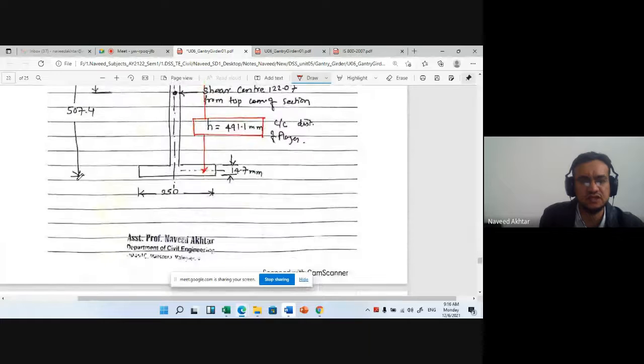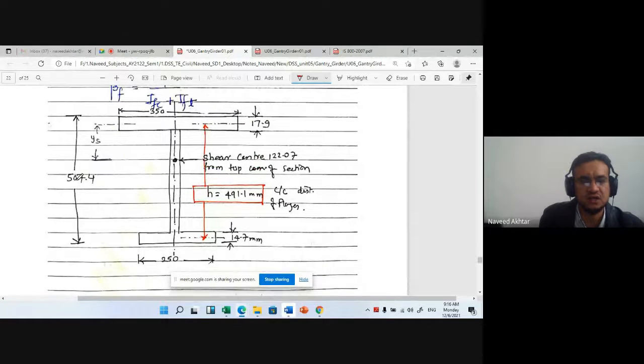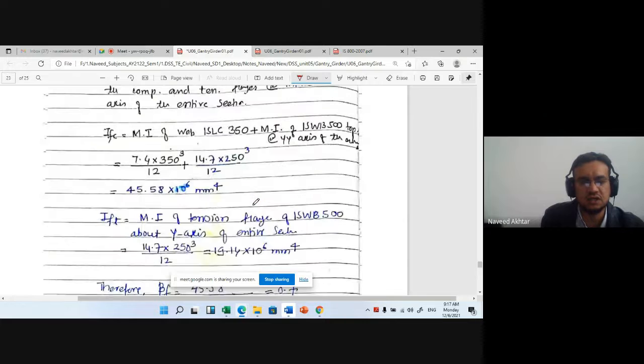This is the figure you can see. The equivalent figure we made with our I and channel section. So our section is an I and channel section, and based on that we prepared this equivalent section. Based on that we can find out the shear center, and that shear center's distance we can find out. The center to center distance between these two triangles is nothing but h, that is 499.1. That is to be found out.